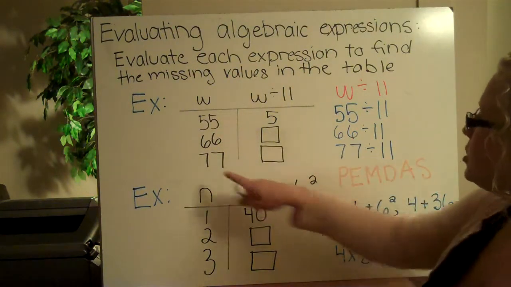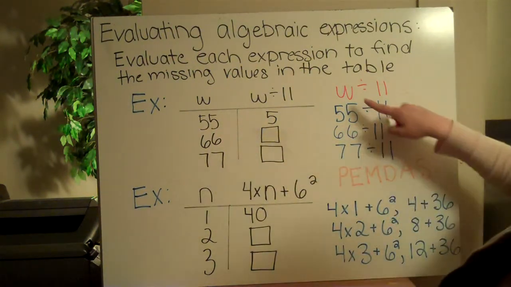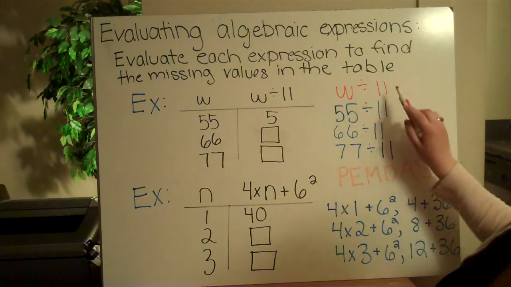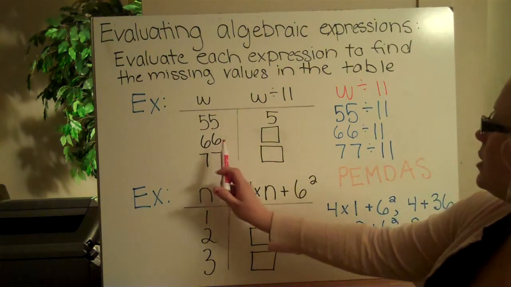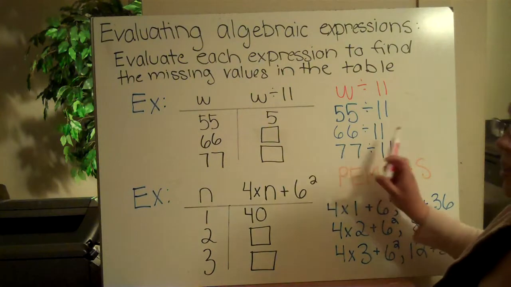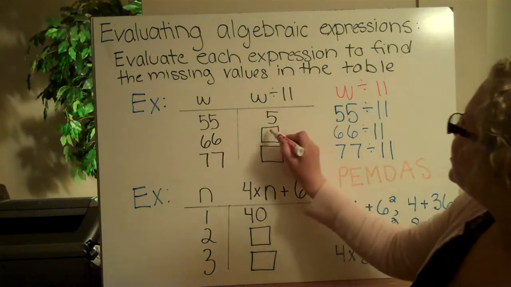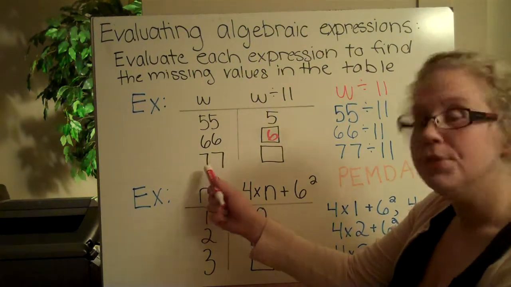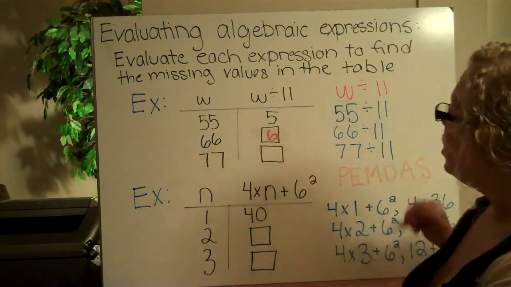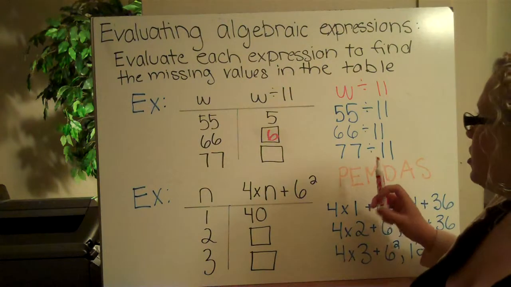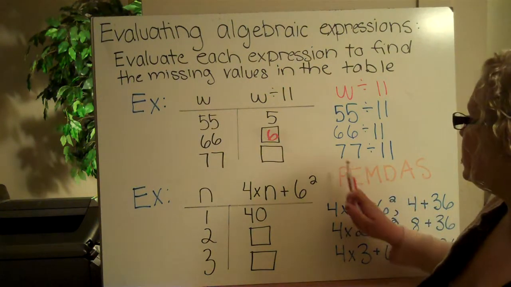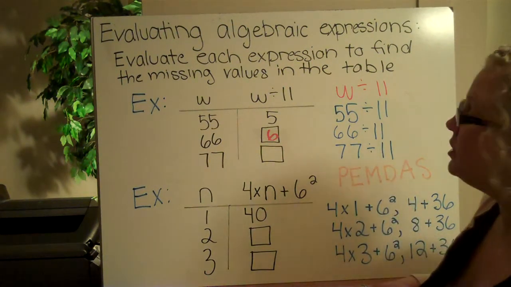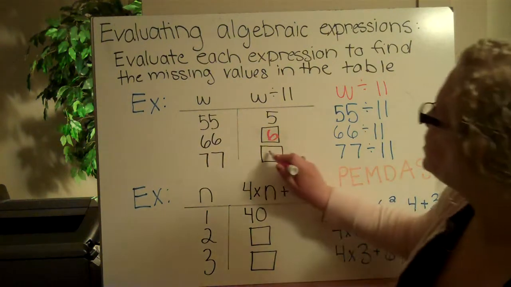In this example, we are substituting 66 for w. So w divided by 11, where w is 66, 66 divided by 11, the answer is 6. When w is 77, what does the algebraic expression evaluate to? 77 divided by 11 is 7.